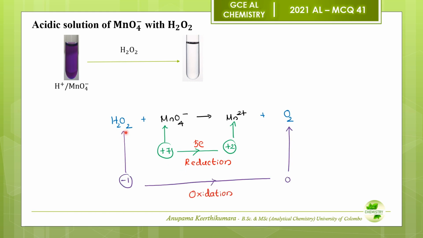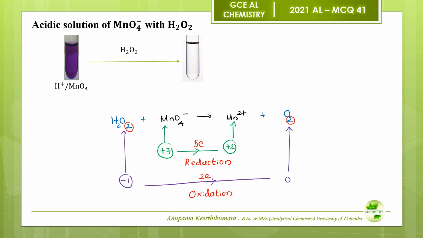The oxidation state of oxygen in hydrogen peroxide is -1 and in the oxygen molecule is 0. Therefore, during this oxidation process, 1 electron is involved per oxygen atom. But the hydrogen peroxide molecule contains 2 oxygen atoms, as does the oxygen molecule. Therefore, the total number of electrons involved in this oxidation process is 2 electrons.